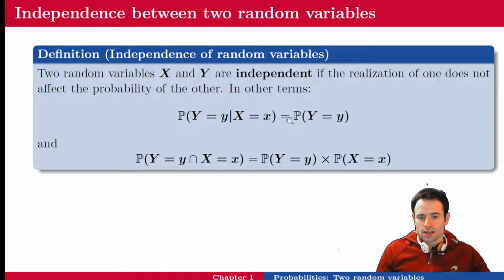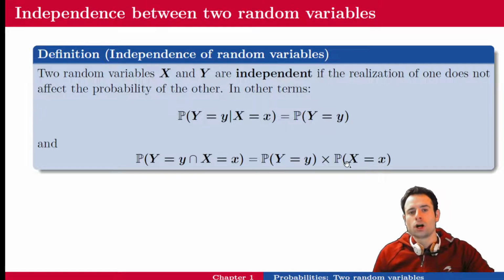And in this case, if you go back to your previous formula, when you want to compute the joint probability, you don't even need to compute conditional probability anymore. You don't need to get the condition here. You just take the product of two marginal probabilities.